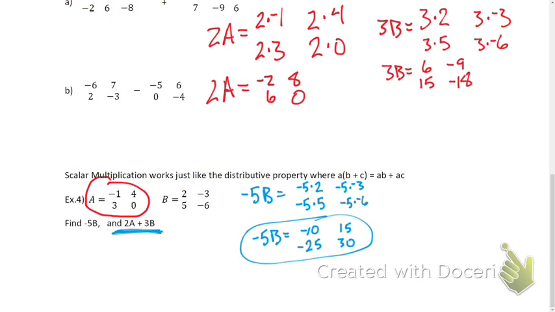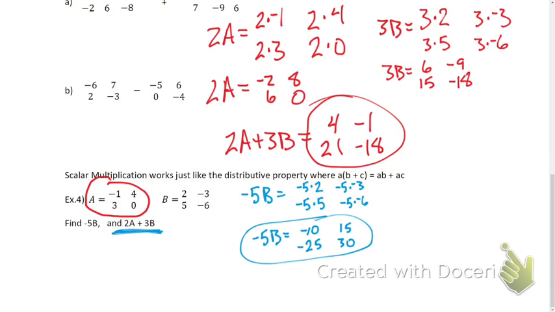All right, last step, let's combine 2A and 3B. So -2 plus 6 is 4. 8 plus -9 is -1. 6 and 15 is 21. 0 and -18 is -18. Hopefully that made sense to you. I will see y'all later.